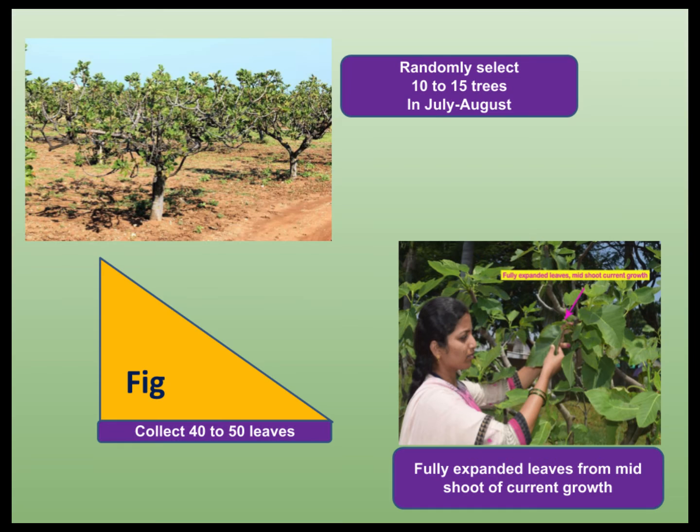sample bags. In fig, sampling is done during July to August by selecting 10 to 15 trees randomly per hectare. Locate the mid-shoot from current growth and collect 40 to 50 fully expanded leaves and transfer to sample bags.